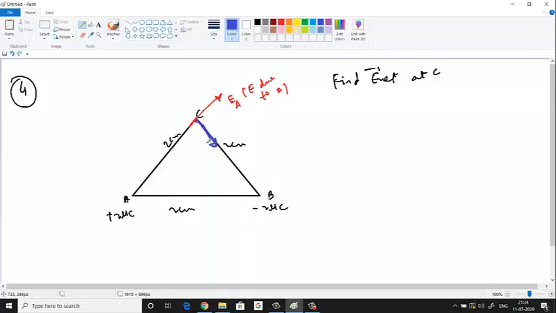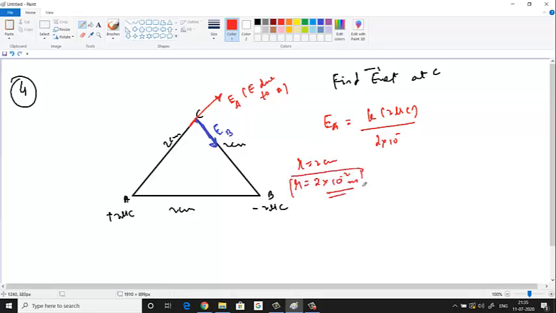E due to E due to B. Now, in magnitude, will these two be equal? What is EA equal to? K into 2 microcoulombs divided by distance squared. The distance r is 2 centimeters; you have to convert this into meters first, so r = 2 into 10 power minus 2 meters. That value I'm putting here: 2 into 10 power minus 2 whole square.